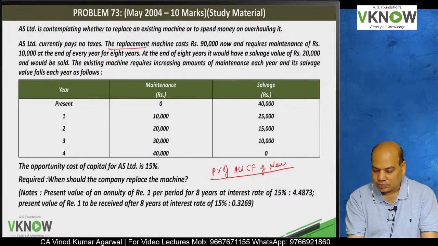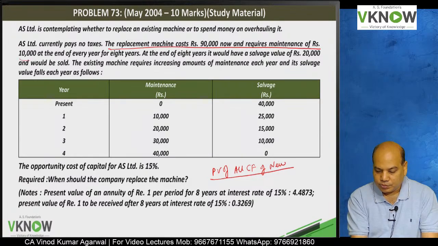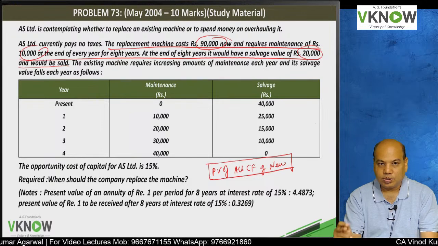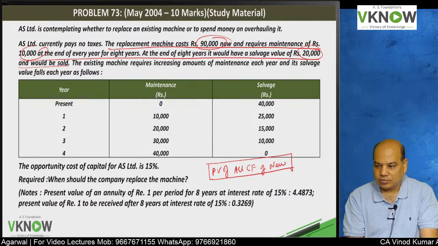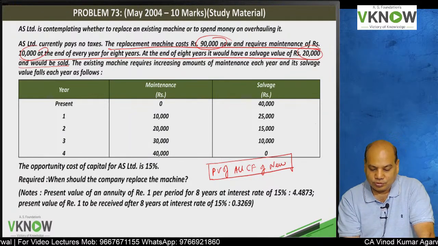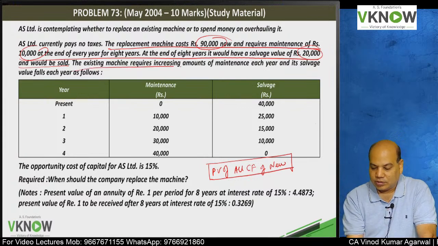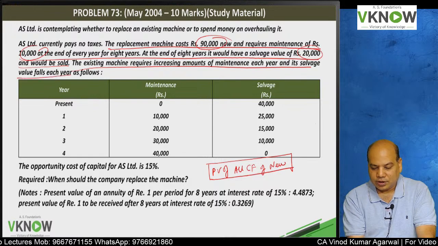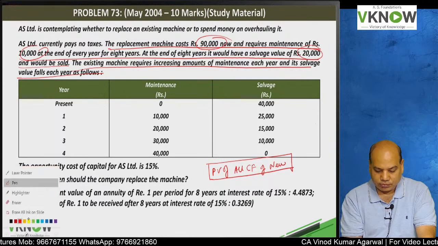In this question, we'll first compute the PV of cash flow of the new machine by discounting all these numbers. This problem is equal to the previous problem, with only one extra task. The existing machine requires increasing amount of maintenance each year and its salvage value falls each year as follows.